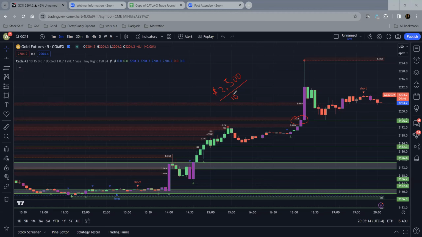Now, if my trailing drawdown is 2,500 bucks and I'm going by the 10 trade rule, how much can I risk per trade? $250.